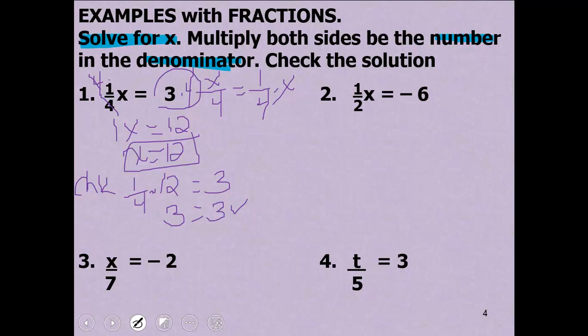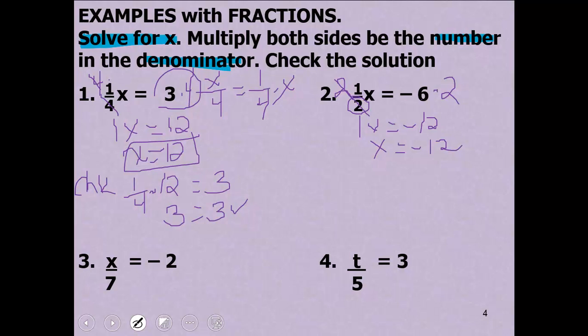All right, welcome back. Here we go. I want to multiply both sides by the number in my denominator, so I'm going by 2. Those cancel, and I get 1x is equal to negative 12. Negative 6 times 2 is negative 12. So that means x is equal to negative 12.